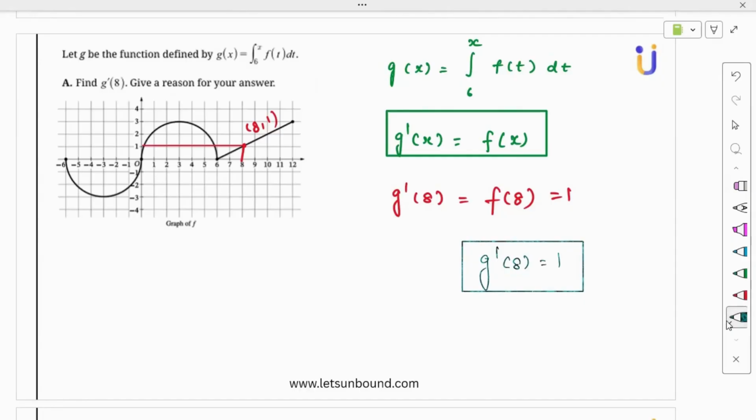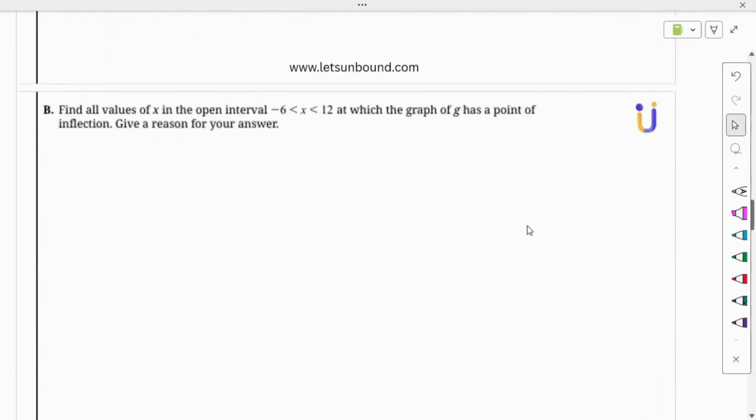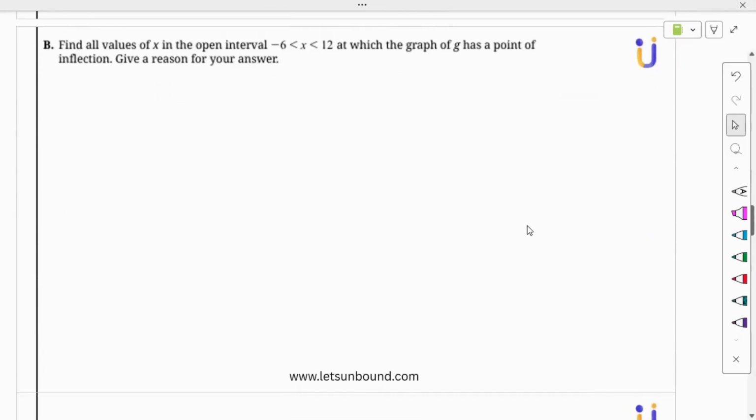Now, we are moving to part B. Find all the values of x in the open interval -6 to 12 at which the graph of g has a point of inflection. We are not aware of how the graph of g looks. But in this question, we have to find where g has a point of inflection and give reason for your answer. Let's start.